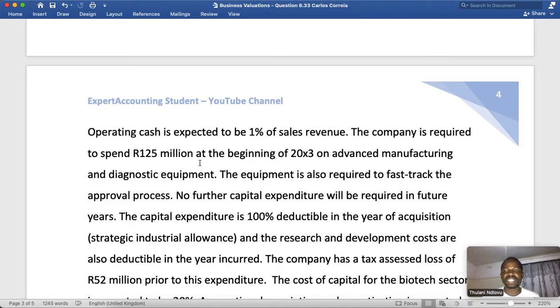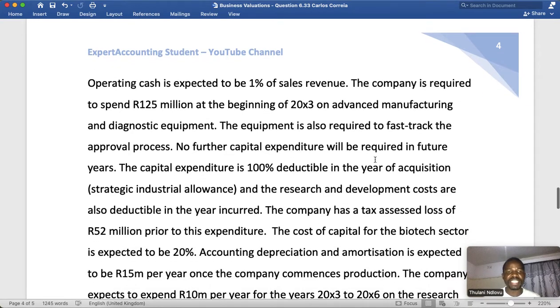The company is required to spend 125 million at the beginning of 20x3 on advanced manufacturing and diagnostic equipment. This is our investment. The equipment is required to fast-track the approval process. No further capital expenditure will be required in the future years. The capital expenditure is 100% deductible in the year of acquisition. That's a strategic industrial allowance.